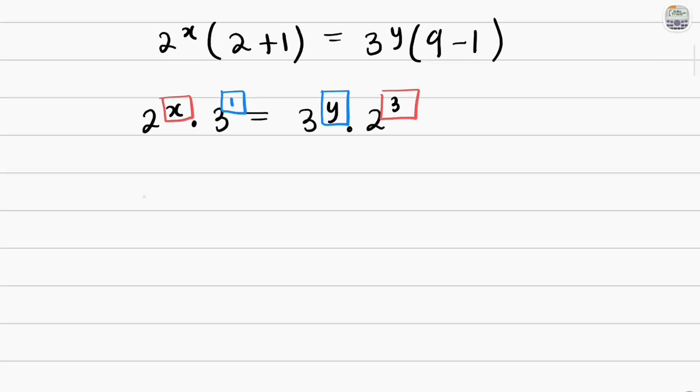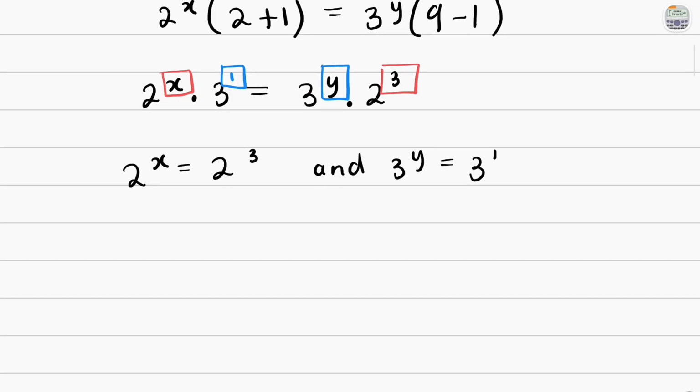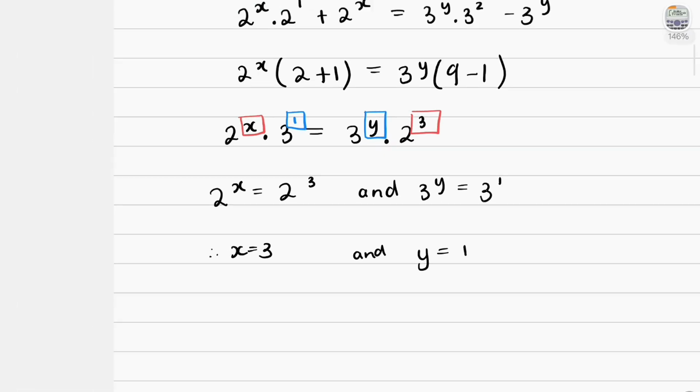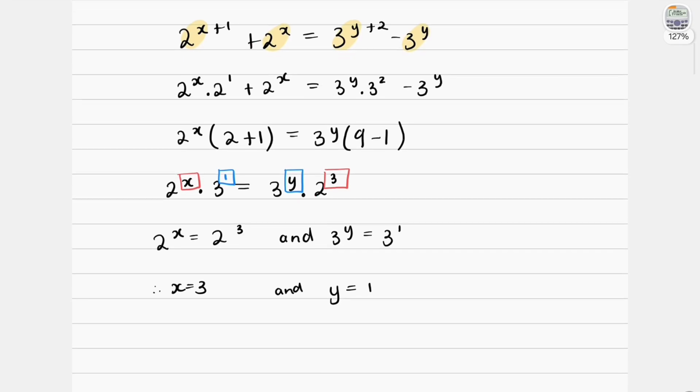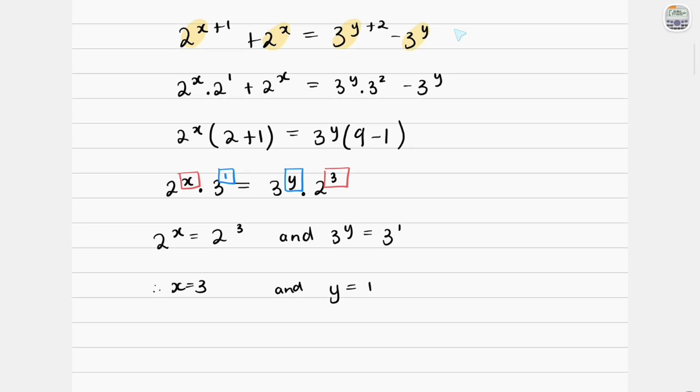Okay, so there we go. You can write this as 2 to the power of x should be equal to 2 to the power of 3, and 3 to the power of y should be equal to 3 to the power of 1. Therefore, x is equal to 3 because the bases are the same, so we equate the exponents, and y is equal to 1. And that is our answer. Okay, moving on to the next question.